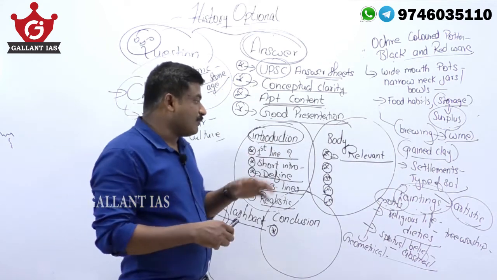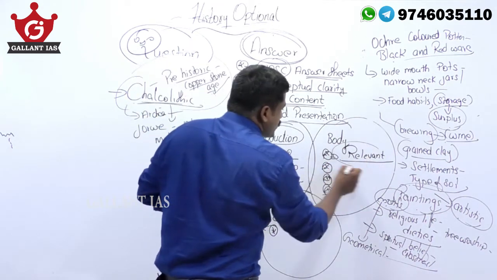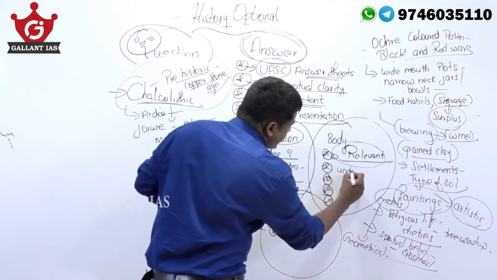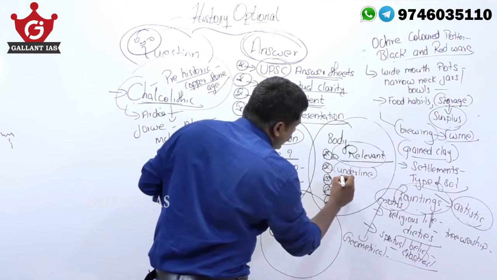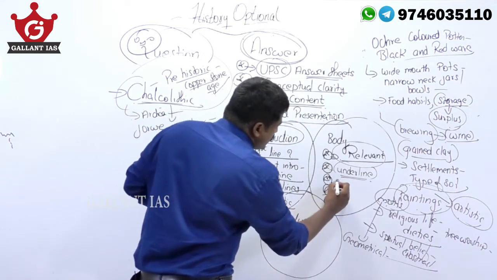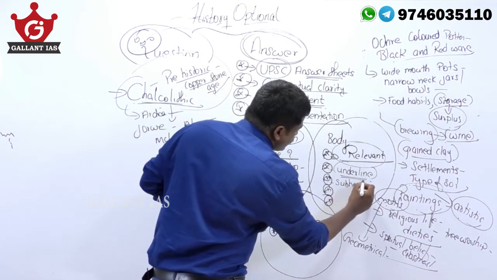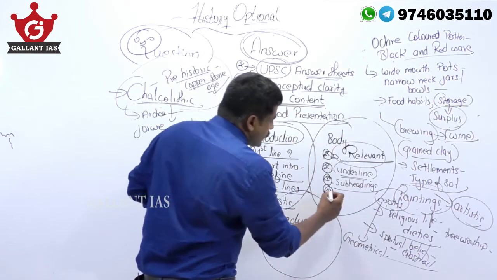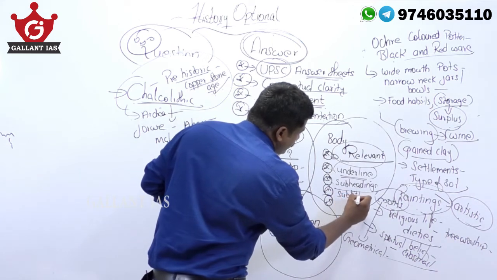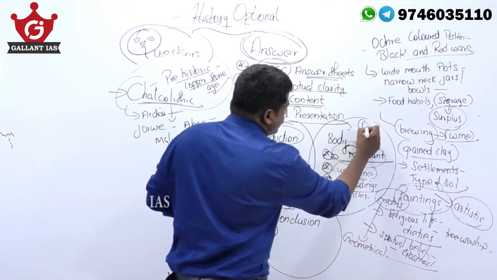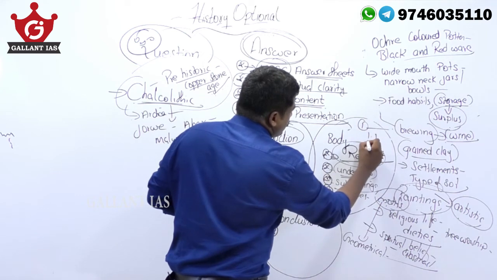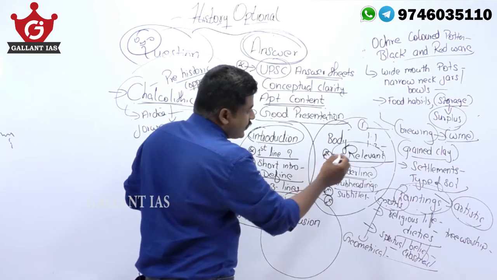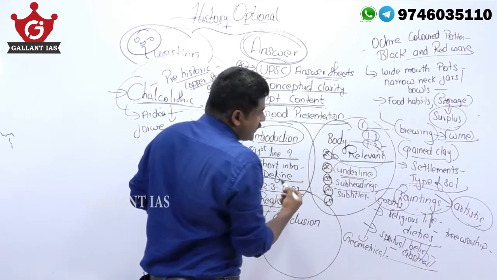So what I am saying is, in the body part, you should give the relevant points only. Another important thing is to take care of underlining. Underline the key points in the answer. Then use subheadings, you can use subtitles. For example, point number 1, point number 1.1, point number 1.2. Use subheadings and subtitles; points and subpoints you can use like this.